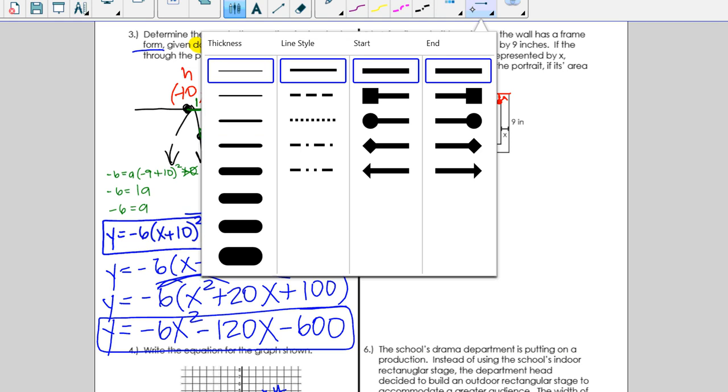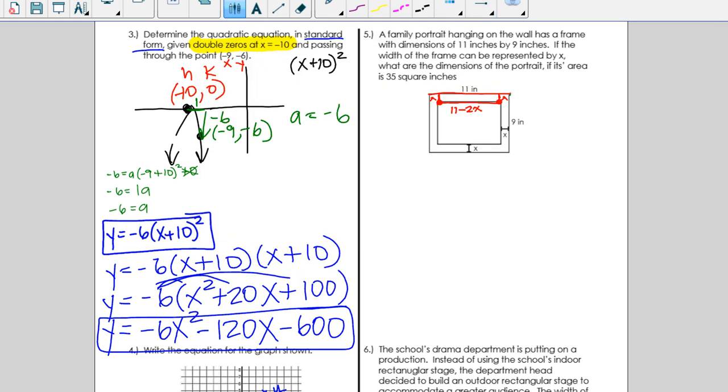Then the same thing with this. This is 9 top to bottom, but I just want this guy right here. I'm going to get rid of the frame, get rid of the frame, so X and X, and this is going to be 9 minus 2X. Okay, so I know the area, so all of this in here is 35 square inches. So that means I have 11 minus 2X and 9 minus 2X, and that equals 35. So now we just need to solve for X.